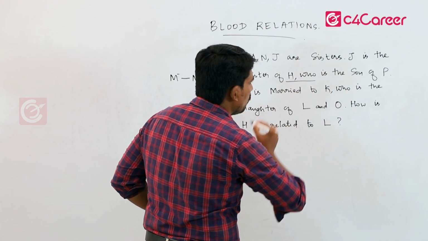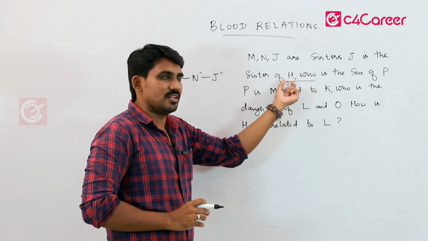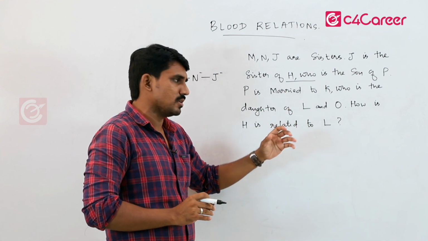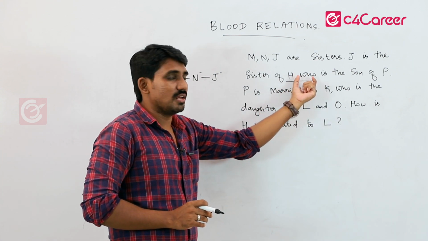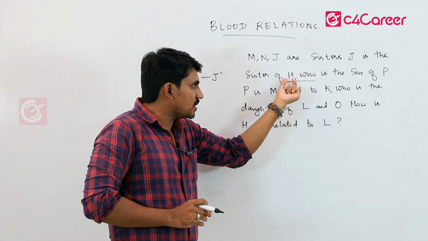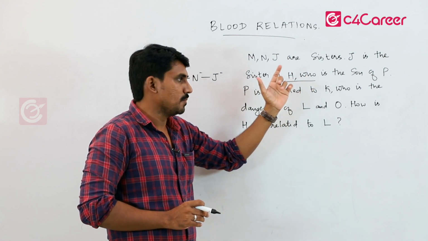Then, who is the son of P? This "who" represents the nearest person. There are connecting words in reasoning, seating arrangement, blood relation, puzzles, whatever the sentence type, there will be some connecting statements. Who, whose, whom. These are the words that represent the nearest person to this word, right?